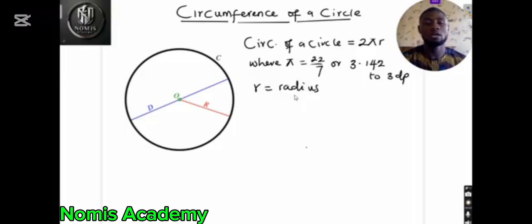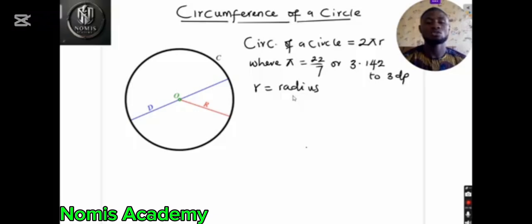Remember, I told you that pi is the ratio of circumference to the diameter of a circle, and it is constant for all circular objects. So 22/7. While r in this formula is the radius. Recall that r is half of a diameter.